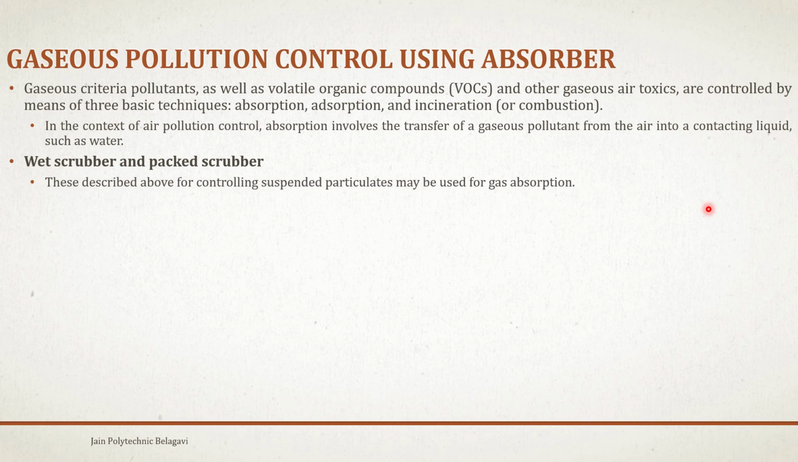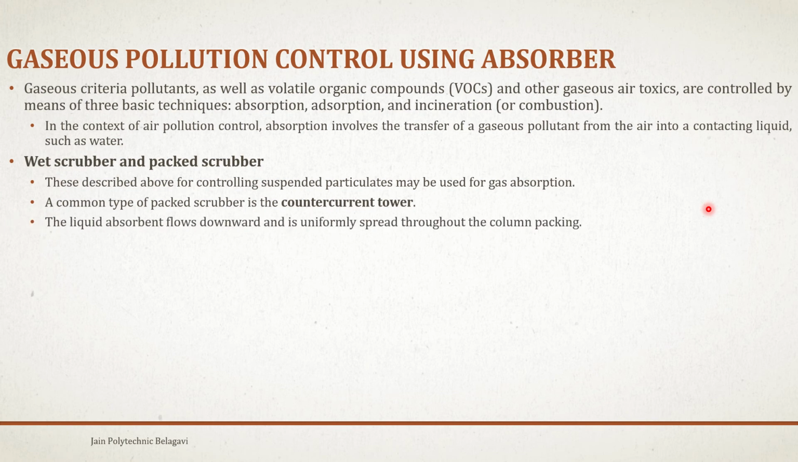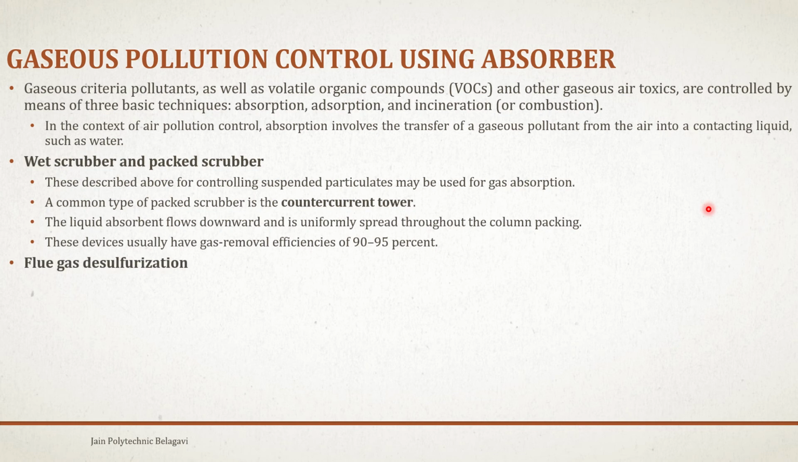These described above for controlling suspended particles may be used for gas absorption. A common type of packed scrubber is the counter current tower. The liquid absorbent flows downward and is uniformly spread throughout the column packing. These devices usually have gas removal efficiency of 90 to 95%. So this is about the wet scrubber and the packed scrubber.